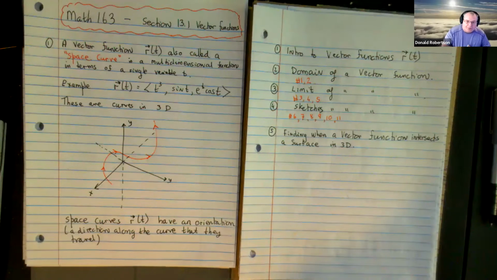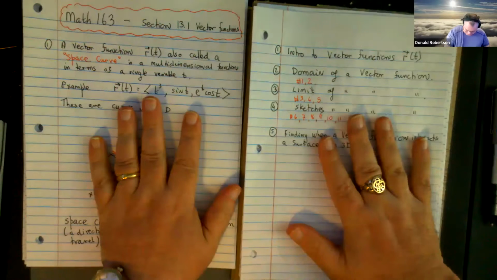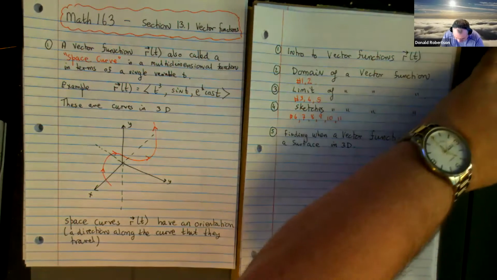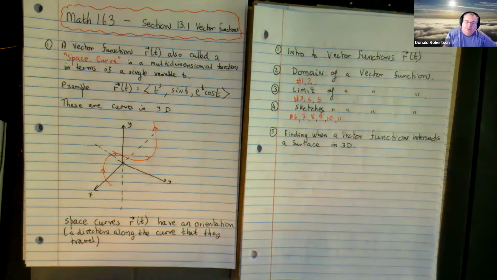We're starting a new chapter. Actually, there's 2 chapters to go. There's 13, this one, and then we've got a little bit of 14. The thing about chapter 14 is it's an overlap with Calc 4.